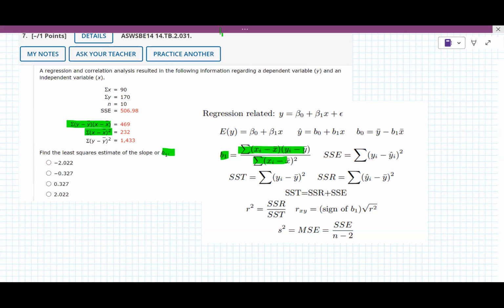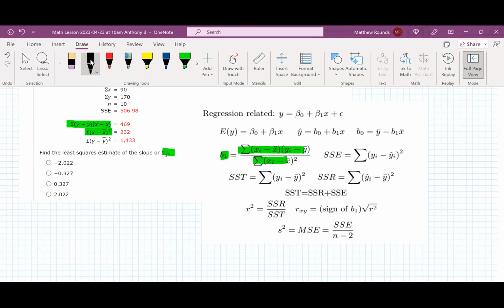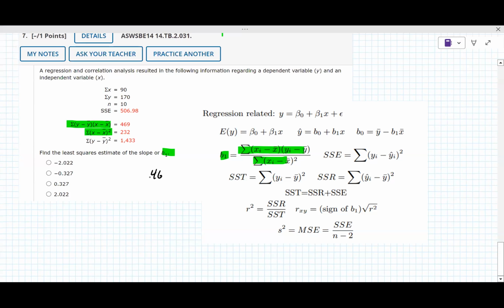Once you know the formula, it's not that bad. It's 469 divided by 232. Believe it or not, it's that simple. So it's 2.022.